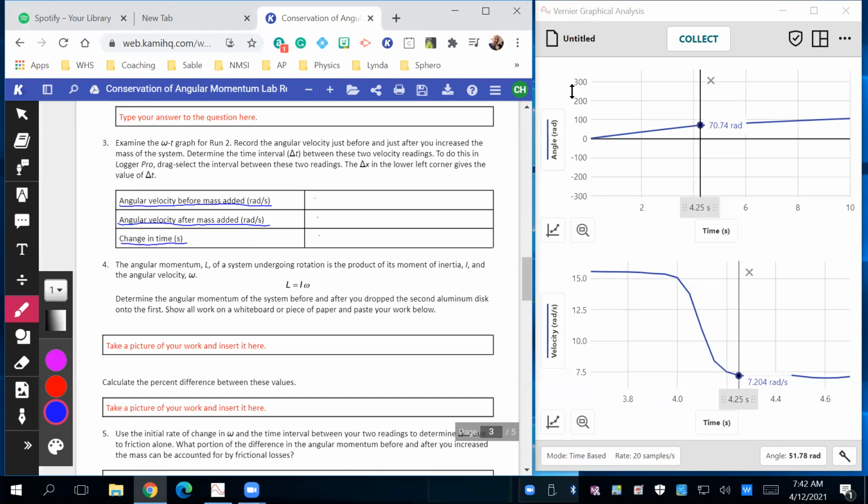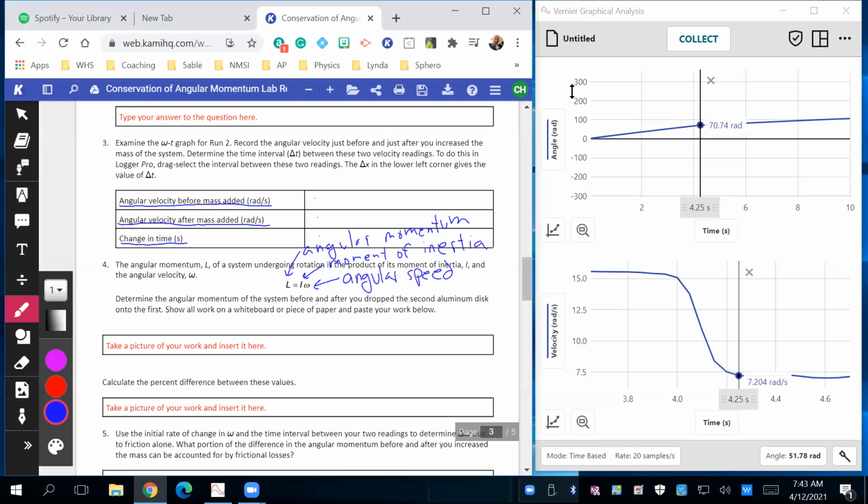So angular momentum of a system is the equation L, which stands for angular momentum. And then we have I, and you remember I is your moment of inertia. You're going to find that earlier. And then omega, remember, is just your speed. It's your angular speed though, so don't forget it's in radians per second.